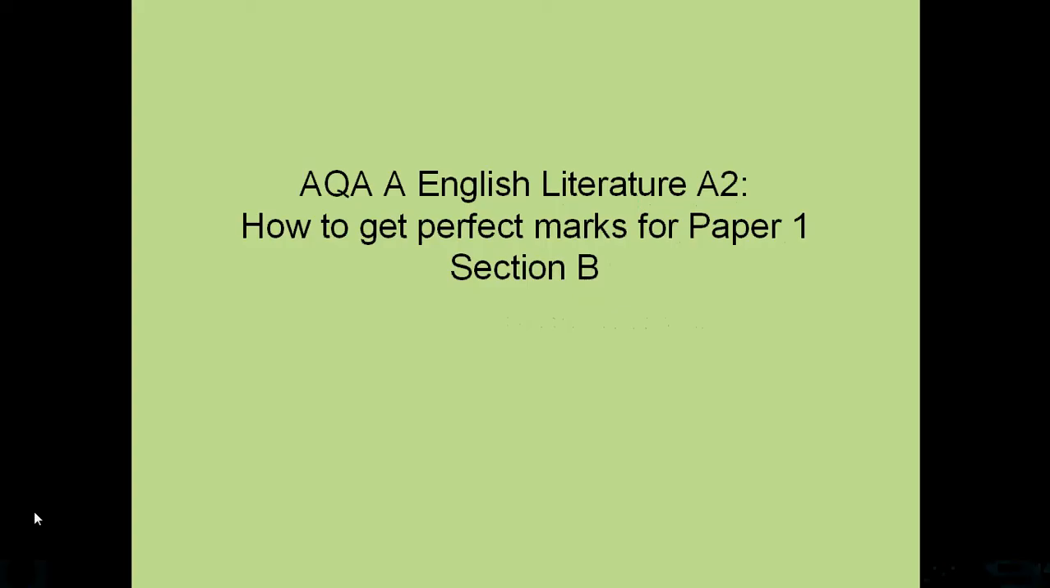Hello everyone, and in this video we're going to continue to look at the AQA English Literature A2 paper, and we're thinking about how you can achieve 4 marks for section B of paper 1. We've already gone through the mark scheme and began to consider the question in some more detail, but let's look at how we plan and write a response then.